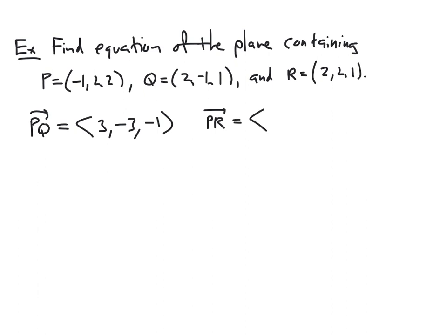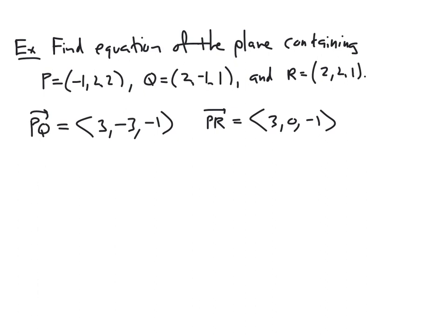So PR would be 2 minus -1, which is 3, 2 minus 2, which is 0, and 1 minus 2, which is -1. Right? Now I computed PQ and PR. You could have also computed PQ and QR, or PR and QR, or RP and QR. It really doesn't matter. The idea is we just need to find 2 different vectors that are in the plane, and any vector that goes from one of these 3 points to the other will suffice.